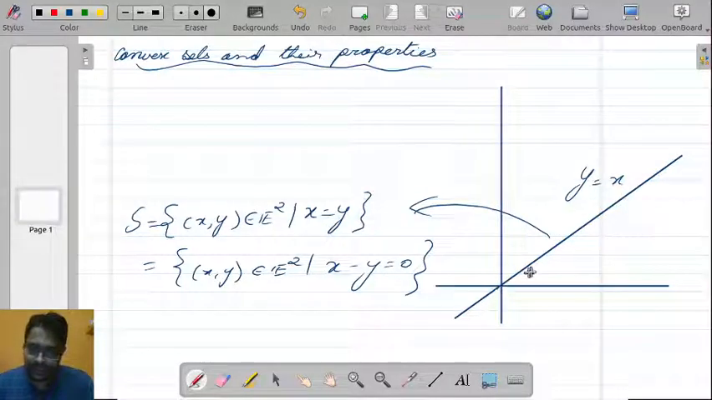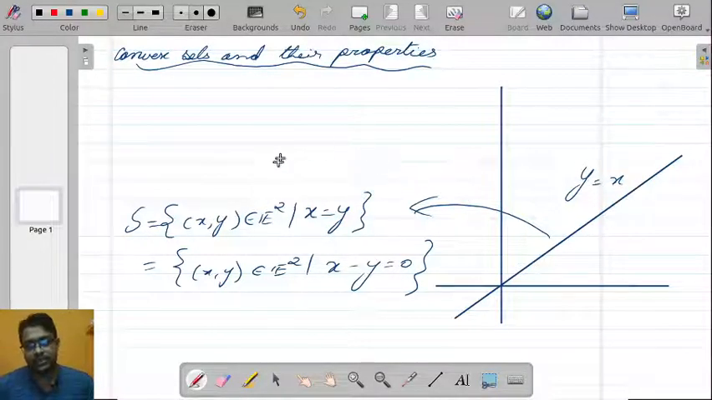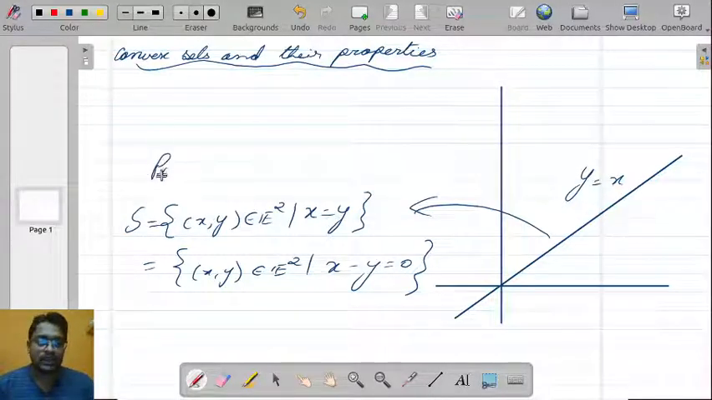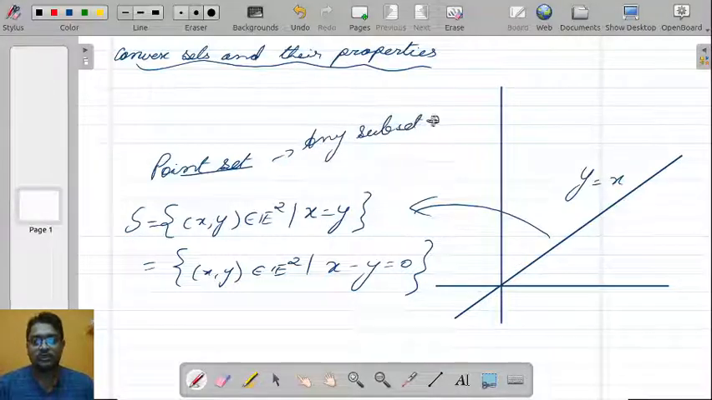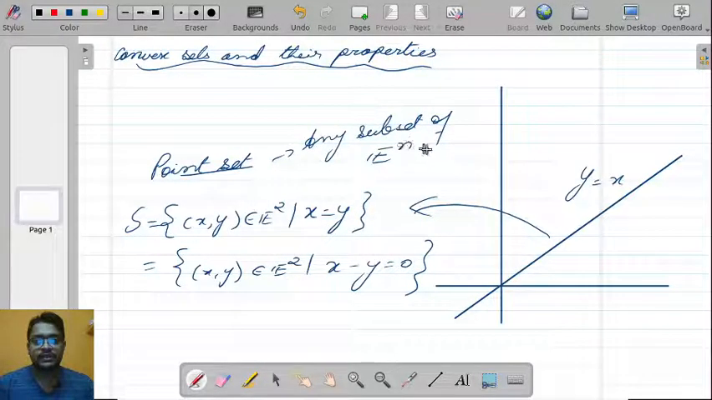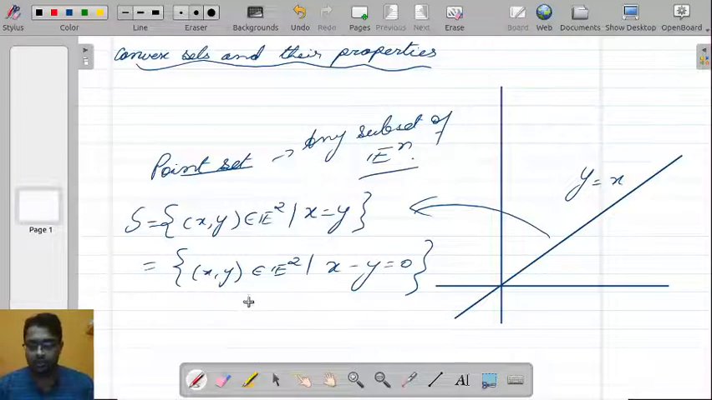So this straight line can be regarded as a collection of points. Such a set of points is called a point set. So any subset of the n-dimensional Euclidean space, any subset of this E to the power n, is called a point set. So this straight line is also a point set. It can be regarded as a set of points.